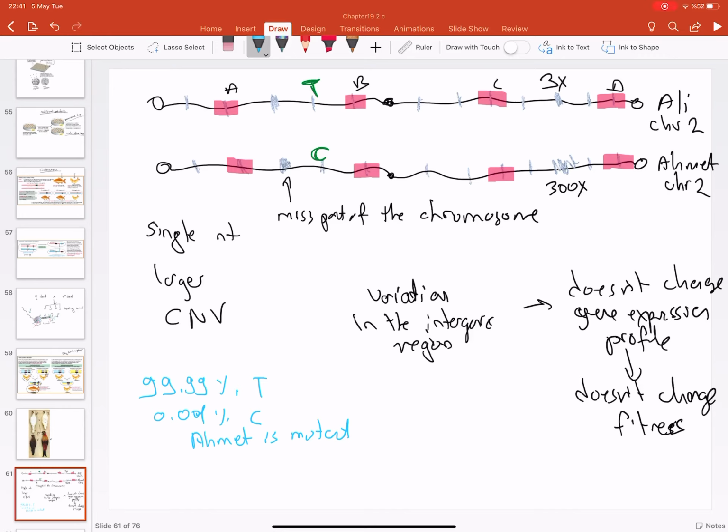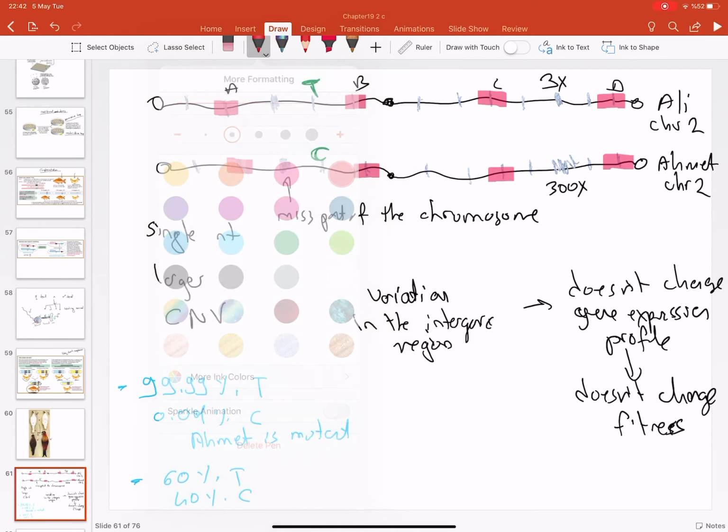By the way, normal doesn't mean good, normal doesn't mean beneficial. It just means more common. In life too, something is normal just because more people have it. So in this case, we just say Ahmed is a mutant. Many people don't have it, but there can be other cases too. Maybe in the population, 60% have thymine, 40% have cytosine. In this case, I wouldn't call anybody normal. Well, they are both normal because half the population has thymine, half the population has cytosine. So then I would call this region polymorphic.